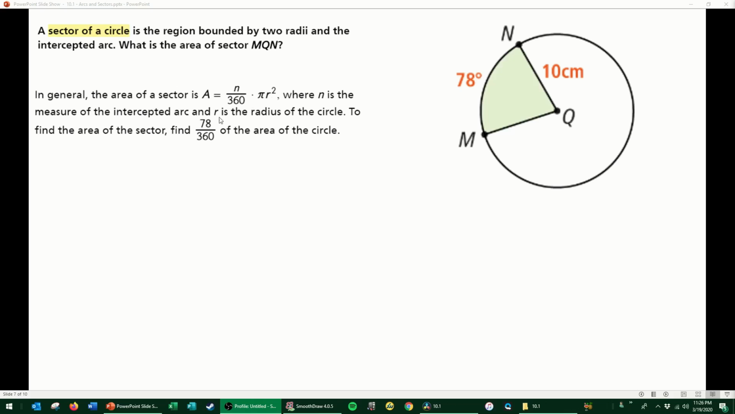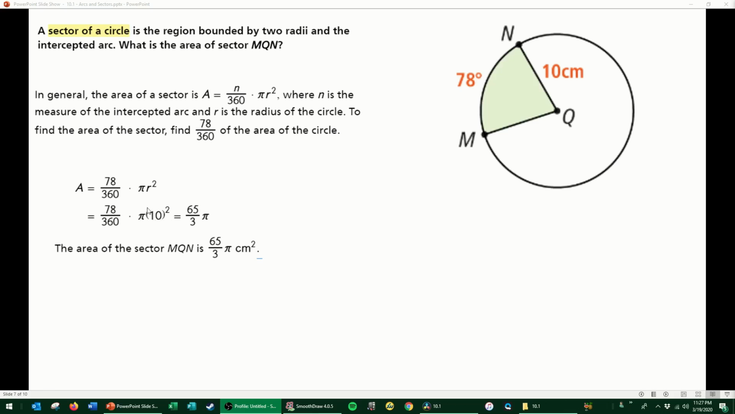Oh, sorry, they didn't do that yet. I jumped way ahead here. This is where I was getting at. Now, what they're saying is find the portion over the whole. That's your n over 360, 78 degrees, 78. So there's our part over our whole. And then I have it times the entire area. 10 squared is 100. 78 times 100 is 7,800 over 360.